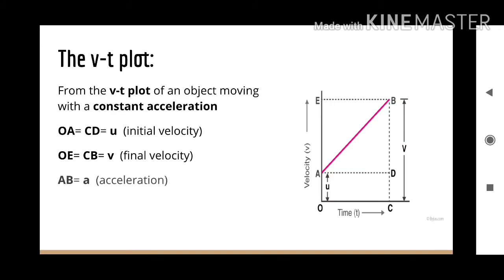We know that the slope of our VT plot is always acceleration. So the slope of AB is a, that is acceleration. And in the end OC is equal to AD is equal to EB, which is equal to time t in seconds. Using this information we used to derive the equations of motion, but sadly the derivation has been removed from your syllabus. So we will just go through what those equations are.